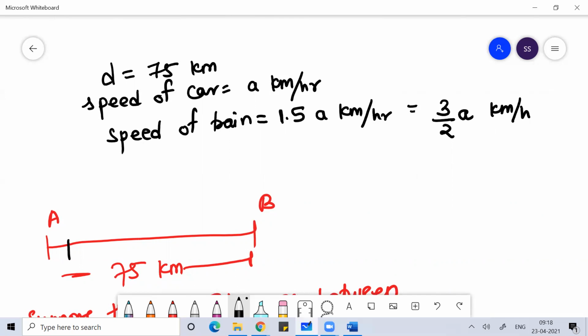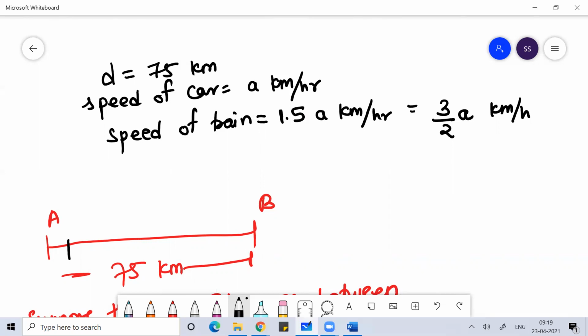But here, what is happening? Both are starting at the same time from point A, and both are reaching B also at the same time. So why is this happening? Because the train has stopped for 12.5 minutes at one of the stations. That's why both are reaching B at the same time.